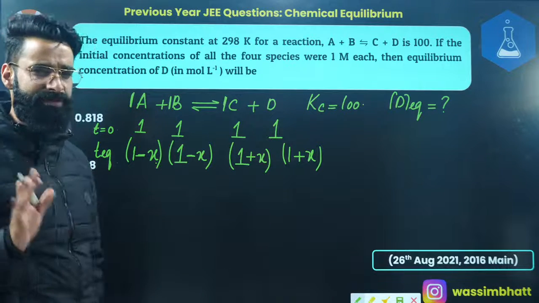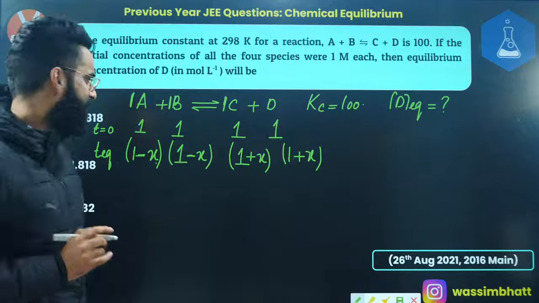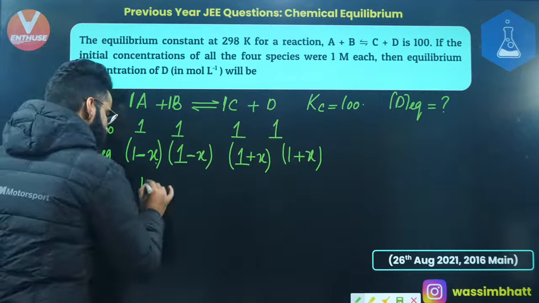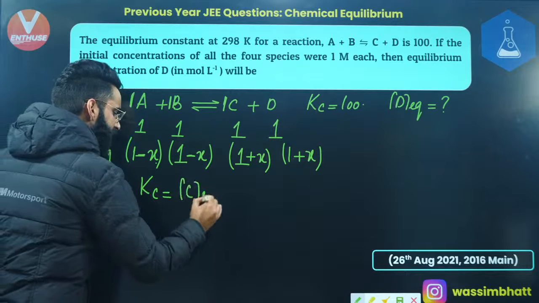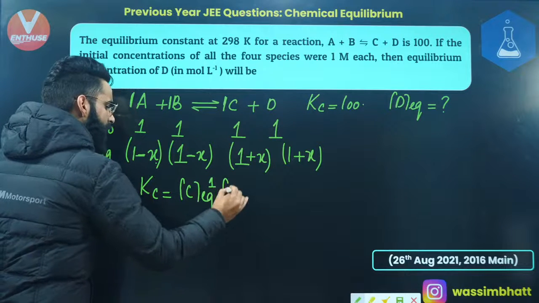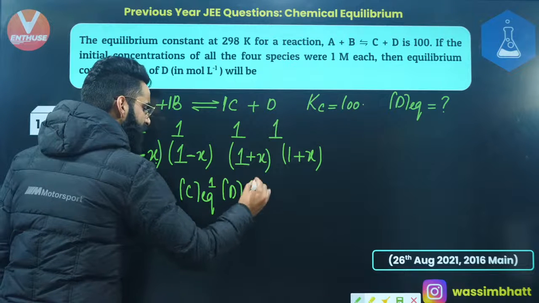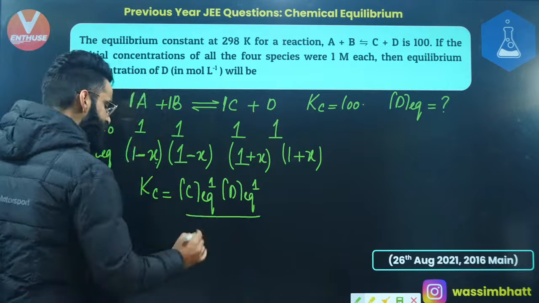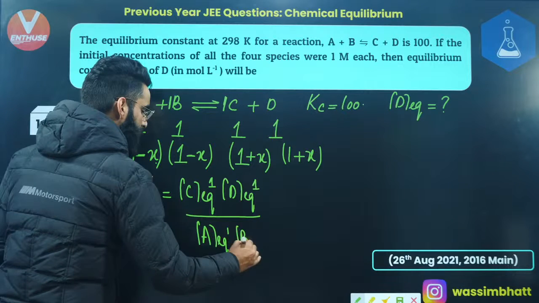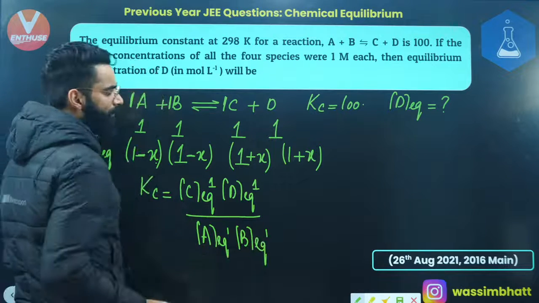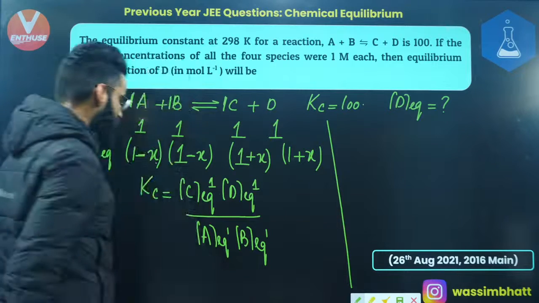Once you get the concentration of each reactant and product at equilibrium, what you need to do is write the expression for Kc. What is the expression for Kc? It's going to be the concentration of C at equilibrium raised to the power 1, multiplied by the concentration of D at equilibrium raised to the power 1, where 1 is the stoichiometric coefficient, divided by the concentration of A at equilibrium raised to the power 1 and the concentration of B at equilibrium raised to the power 1, right? Let's see how it's to be solved further.